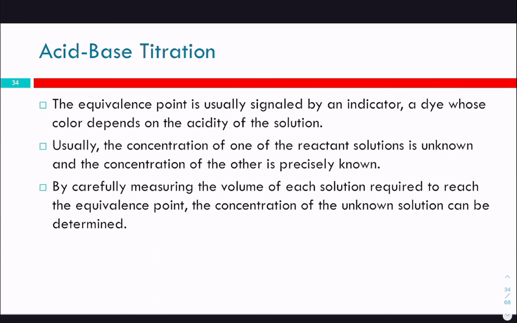Like I mentioned, that equivalence point is usually signaled by an indicator or a dye that depends on the concentration or the acidity of the solution. Usually the concentration of one of the reactant solutions is unknown and the other one is known. So again, we're just carefully measuring the volume of each solution required to reach the equivalence point, and then we can calculate what the unknown solution's concentration is.